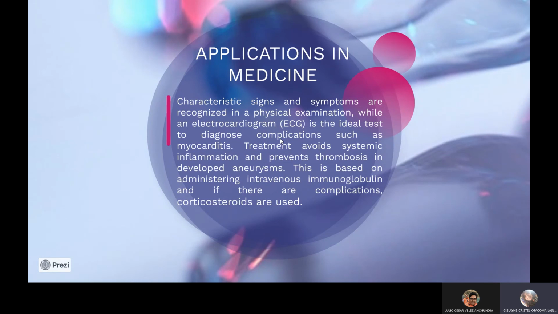Applications in medicine. Characteristic signs and symptoms are recognized in a physical examination, while an electrocardiogram is the ideal test to diagnose complications such as myocarditis. Treatment avoids systemic inflammation and prevents thrombosis in developed aneurysms. This is based on administering intravenous immunoglobulin, and if there are complications, corticosteroids are used.